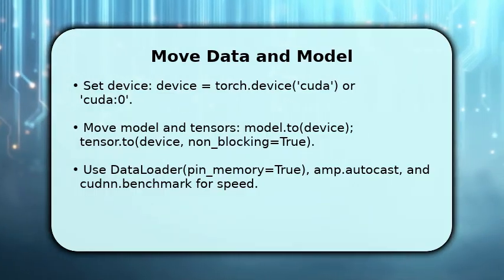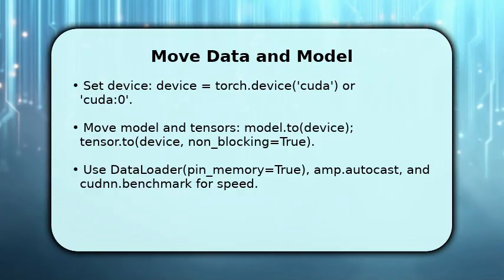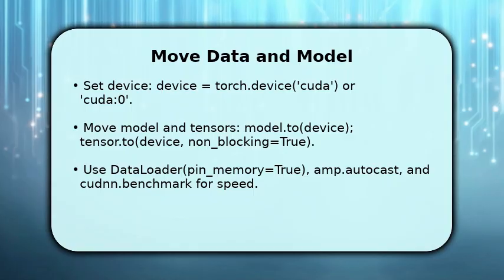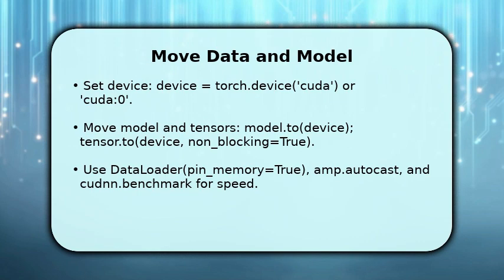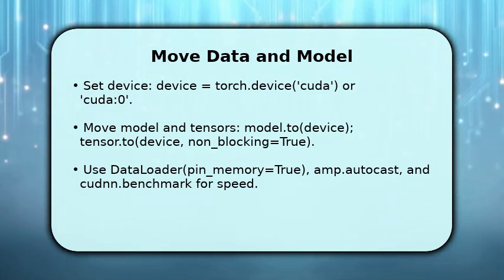Enable automatic mixed precision with torch.cuda.amp.autocast for faster and lower memory ops, and set torch.backends.cudnn.benchmark equals True when input sizes are stable to gain kernel selection benefits. Finish by running your training loop with data and model on device.